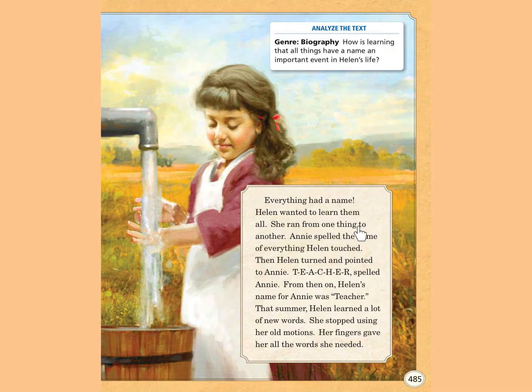She ran from one thing to another. Annie spelled the name of everything Helen touched. Then Helen turned and pointed to Annie. T-E-A-C-H-E-R, spelled Annie. From then on, Helen's name for Annie was teacher. That summer, Helen learned a lot of new words. She stopped using her old motions. Her fingers gave her all the words she needed.